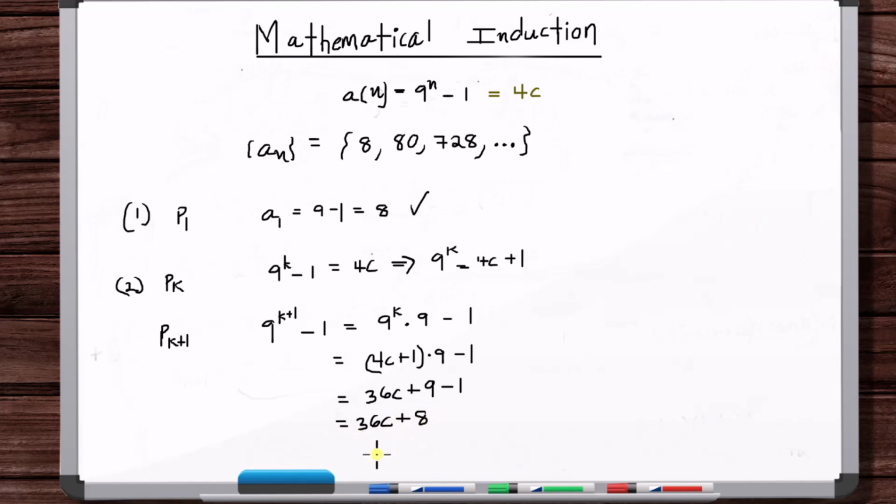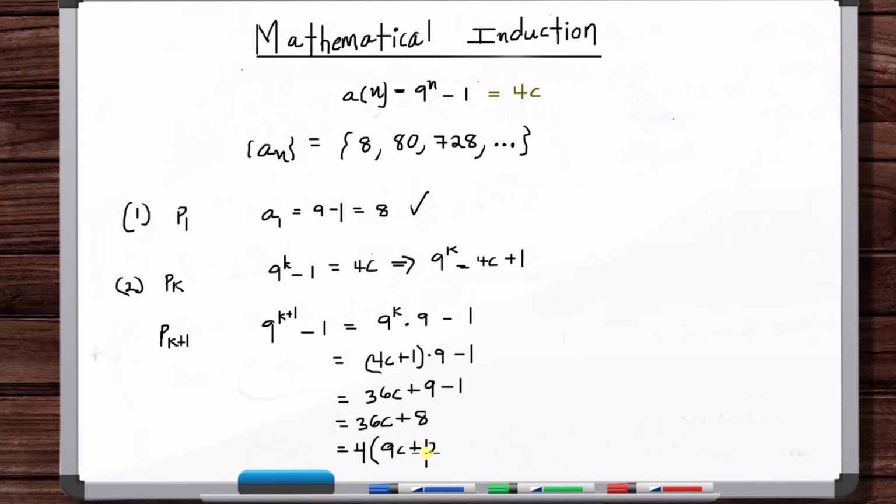But it needs to be divisible by 4. We know this is 4 times some integer value, and we're trying to say that this is also 4 times some integer value. So let's take out a 4 here. Can we do that? 9 times 4 is 36.